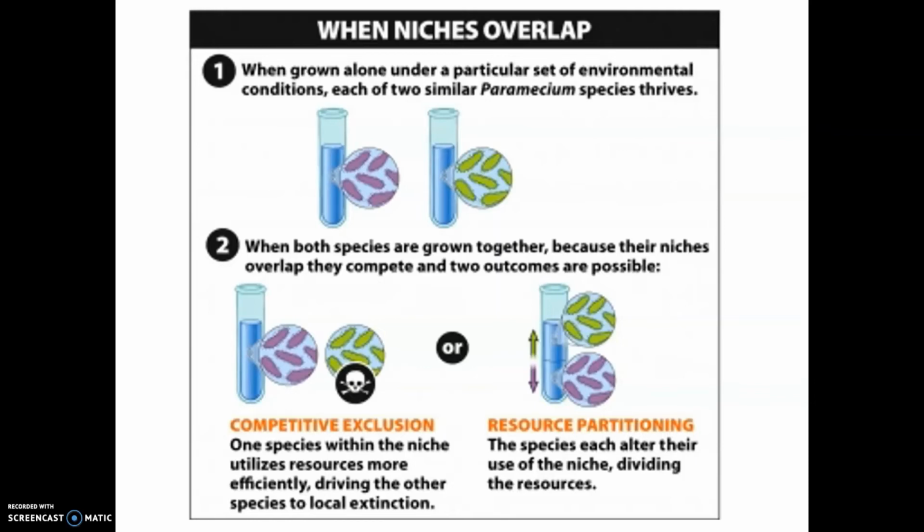And what this diagram shows is that if 2 species are grown together in this example down here, then one of them would outcompete the other one, and we refer to this as competitive exclusion. I have some graphs later on. Or what could also happen is that they could divide the niche between them, or occupy different niches within the same test tube habitat. And this is referred to as resource partitioning.